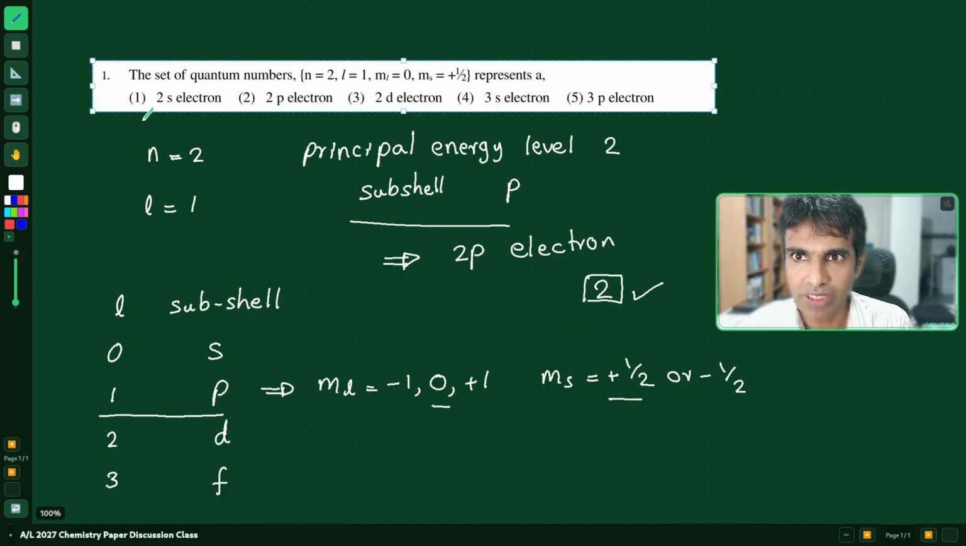But some students select the first one as the correct answer because they feel that as the azimuthal quantum number is 1, it should be the s subshell. That is incorrect. The s subshell is with the azimuthal quantum number 0.